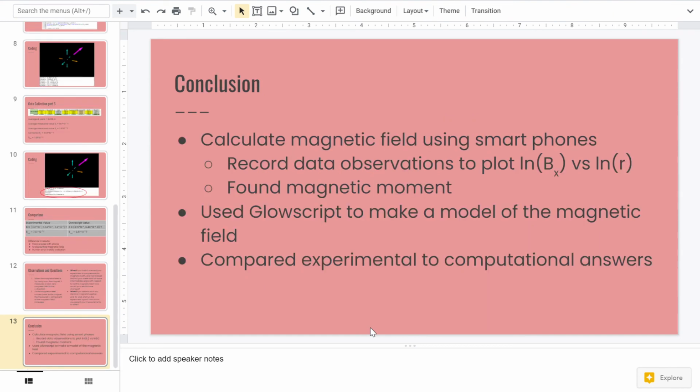In conclusion, we calculated a magnetic field using smartphones. We recorded data observations to plot the natural log of B of x versus the natural log of r, and that led us to find the magnetic moment. Using the magnetic moment, we were able to use GlowScript to make a model of the magnetic field and compare our experimental to computational answers.